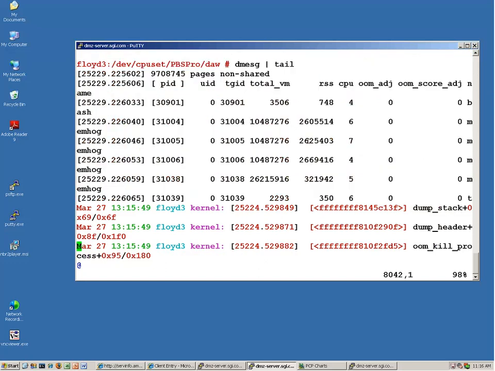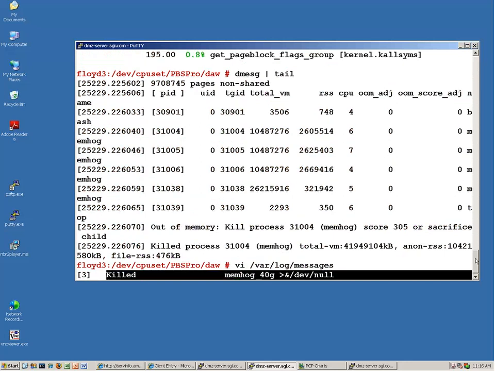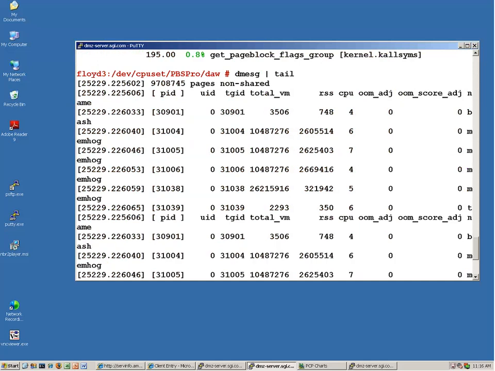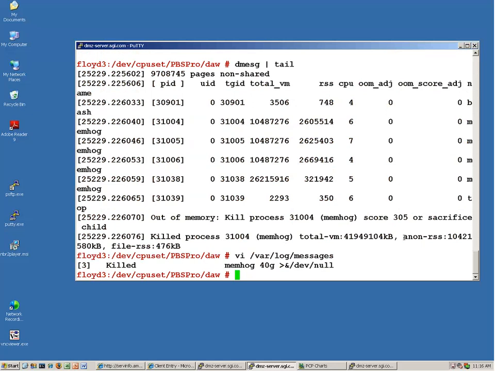Let's see. Okay, and we did actually see a kill here now of a mem hog. That should just be file-backed pages as opposed to swap-backed pages. Right, that's what I'm thinking. I'm just saying I don't know for sure what that was. Some of this stuff is new. So we were talking about this one here.